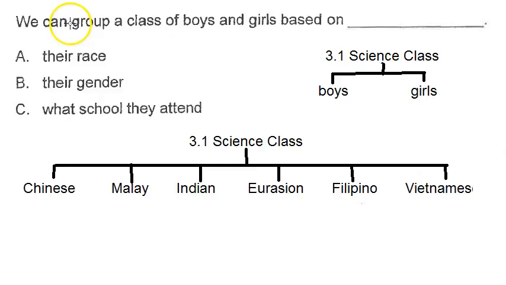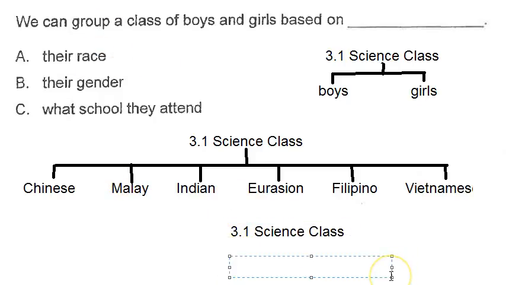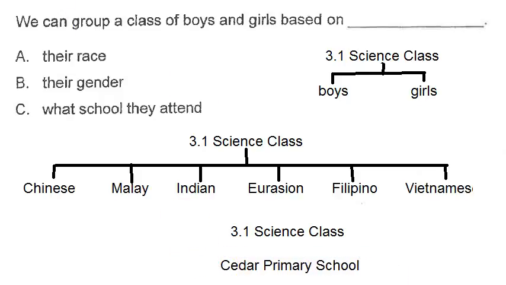Let's look at the third one: what school they attend. Can we group your class of boys and girls by what school they attend? And this is a little bit difficult because they all belong to the same group, to the same school. So 3.1 science class, you can group them into just one, for example, Cedar Primary School. And this makes no sense because when we group them into smaller groups, we want them to be in more groups, more than just one, whereas this is just grouping all of you into one Cedar Primary School, for example.